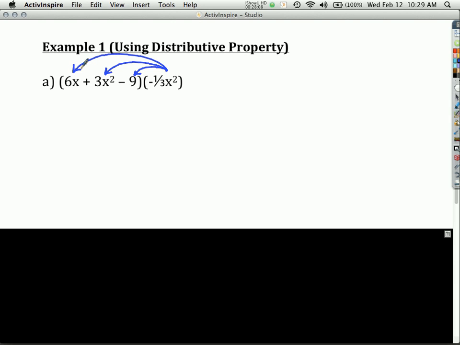So let's do the first arrow. -1/3 x squared. So we've got -1/3 x squared times 6x. That's this first arrow. A week from now, you'll be doing that mentally. Right now, we're writing it out. So that's the first part of the distributive property. Now we're going to add the second arrow. -1/3 x squared times 3x squared.